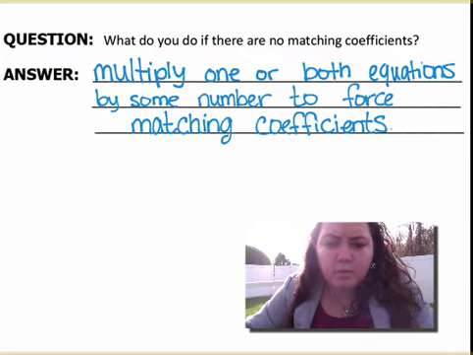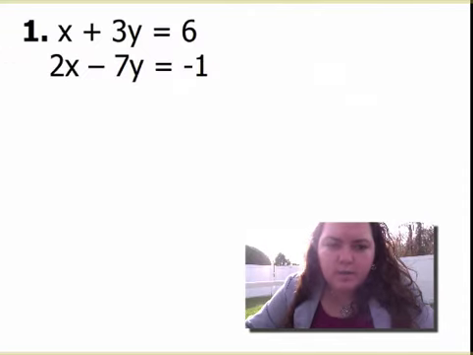So what I'm going to do is I'm going to multiply one or both of the equations by a number so that I can force them to have matching coefficients. Alright, let's look at example 1.